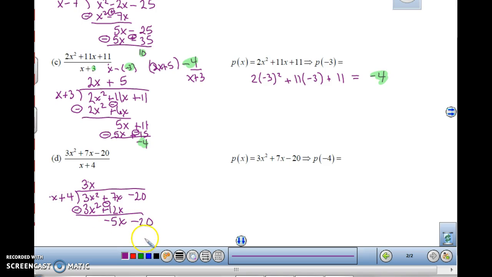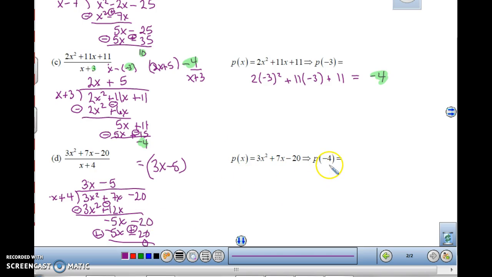Okay, x times what gives me negative 5x? That would be negative 5. Negative 5 times x is negative 5x. Negative 5 times 4 is negative 20. And change my signs and add. And I end up with 0. Okay, so when I divide 3x squared plus 7x minus 20 by x plus 4, I end up with 3x minus 5. All right, so is there a remainder on this? No. That means that x plus 4 is a factor.